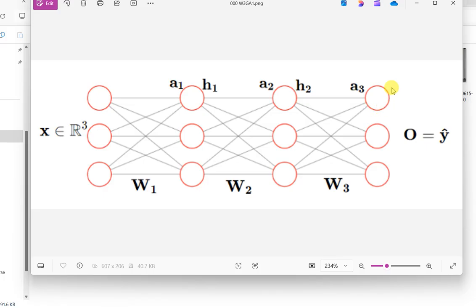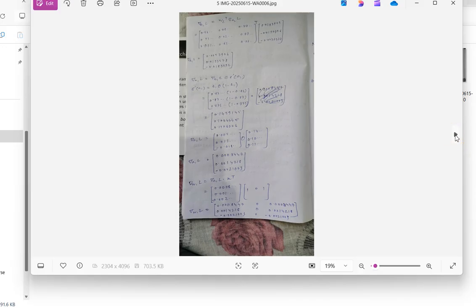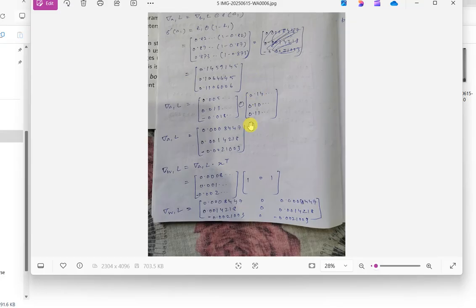So we have calculated first gradient of loss with respect to A3, then W3, then H2, then A2, then W2, then H1. It will go like this. And in between this, we have calculated gradient of loss with respect to B3 and B2 also. So I think we are in here. So from this we are going to calculate gradient of loss with respect to W1.